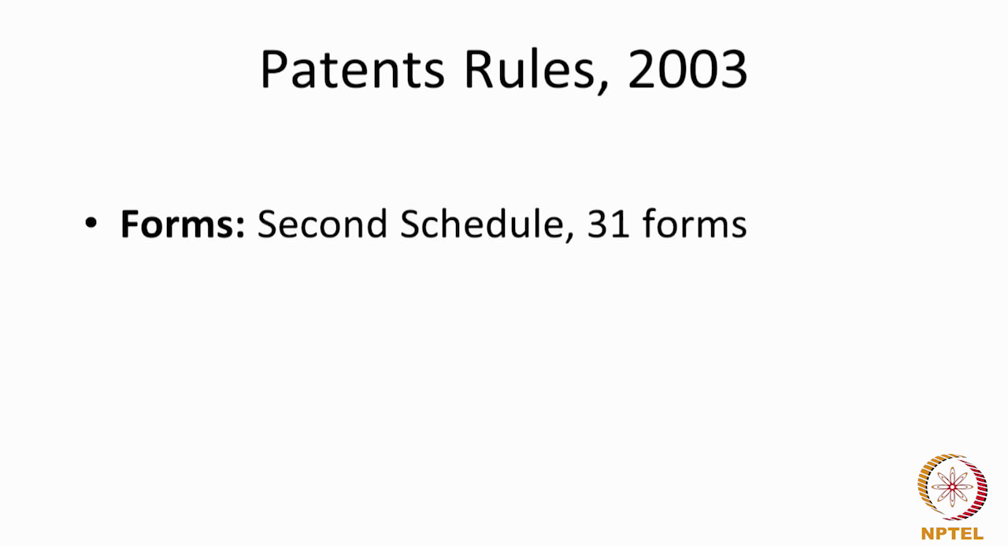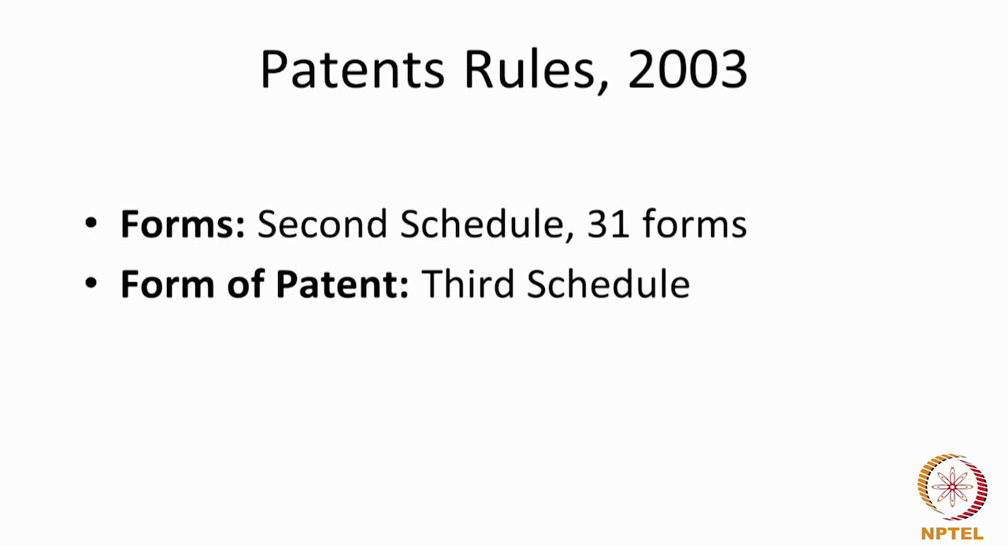So we have different forms. There is form 1 for filing a patent application. There is form 2, which is the form for the complete specification or the provisional specification. You have various forms. The second schedule has 31 forms, and it's important to know these forms because we need to understand what form can be used for which procedure for doing certain things.